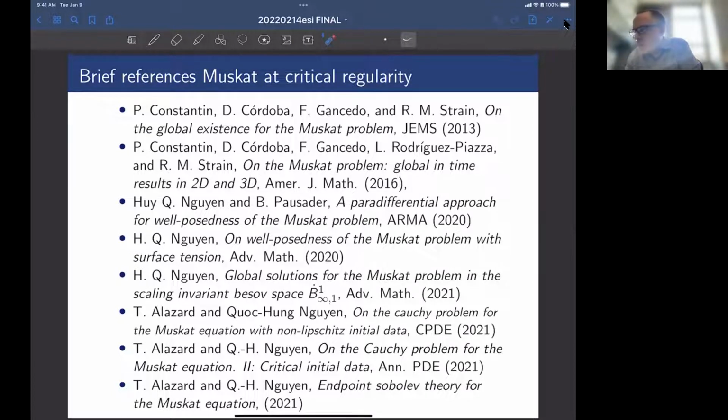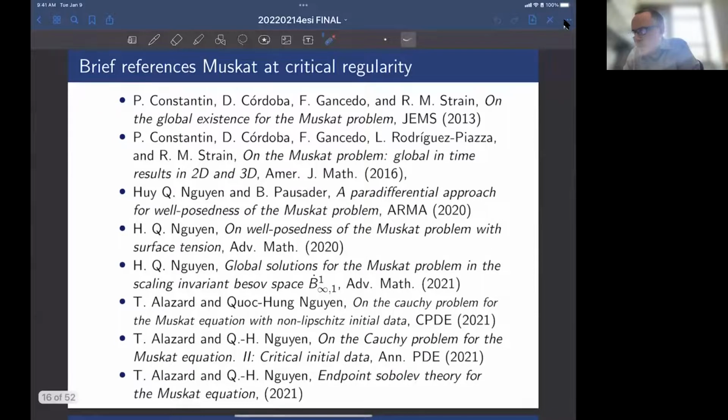For the Muskat problem at critical regularity, there are really a lot of results. I'm just going to mention a few. First, this paper by Constantin, Córdoba, Gancedo, and myself studied global existence for the Muskat problem in scaling critical Wiener algebra spaces in 2013, in 2D, and then in 2016, we did similar results in both 2D and 3D.